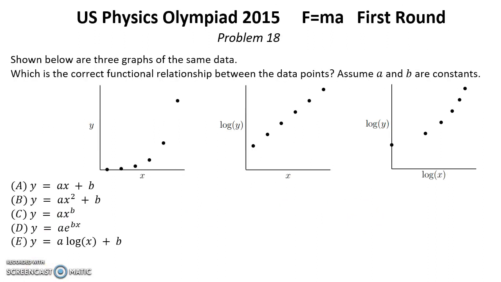Problem number 18. Shown below are 3 graphs of the same data. Which is the correct functional relationship between the data points? Assume A and B are constants. Solution. Because the middle graph is a straight line, we can correctly write logarithm y equal ax plus b. Or we can rewrite it in the form of y equal a multiplied by exponent to the power bx. So that's solution D.